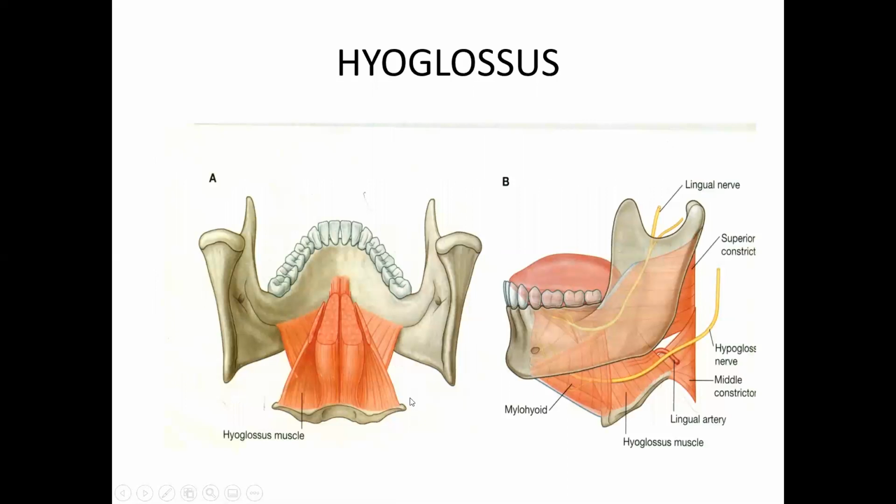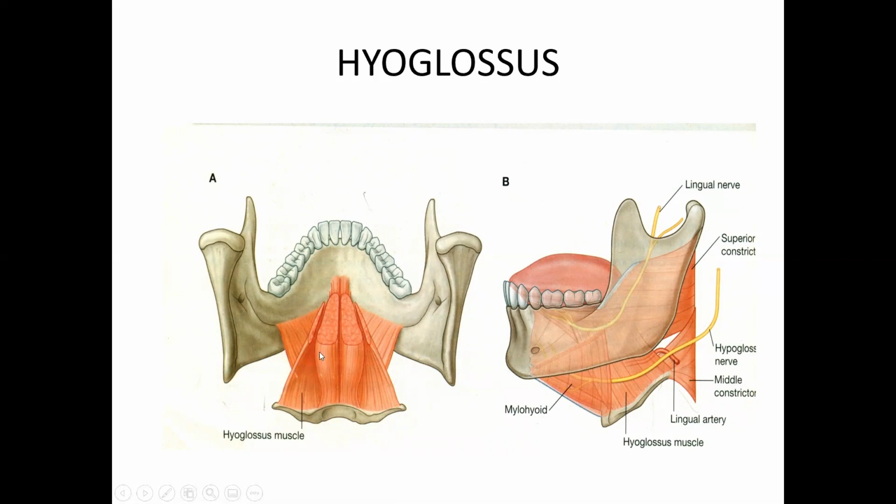You can see here, this is the hyoglossus muscle. It takes origin from the greater horn of the hyoid bone. You can see it is quadrangular in shape. It takes origin from the greater horn and the body of the hyoid bone from both sides. The muscle fibers go upward and medially, and they are inserted with the genioglossus muscle. These fibers intersect with the genioglossus muscle. This muscle is lateral to the genioglossus and medial to the styloglossus.